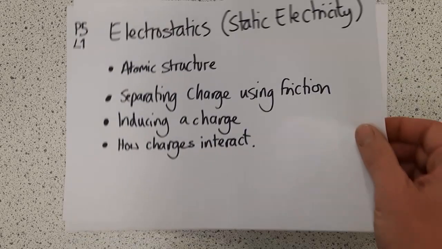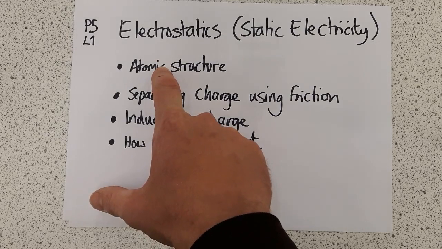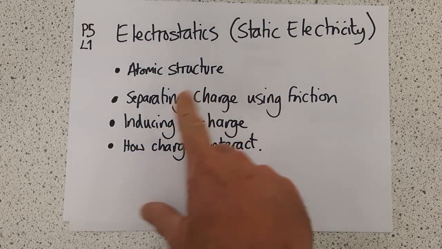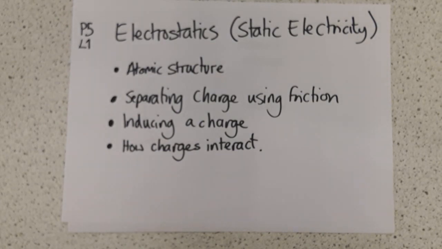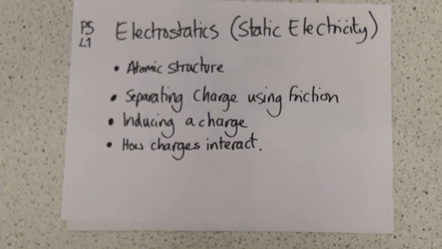Okay, just to recap then. Atomic structure: electrons go around the outside of atoms and have a negative charge. We can remove electrons simply by rubbing. Because they're around the outside, friction will remove them and make them transfer one way or another from one material to the next. Opposite charges attract and like charges repel.